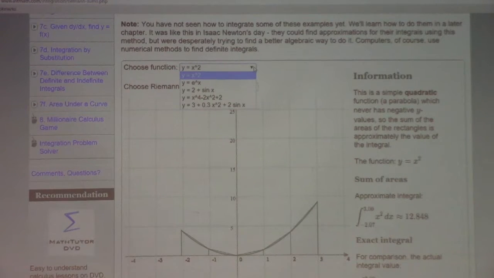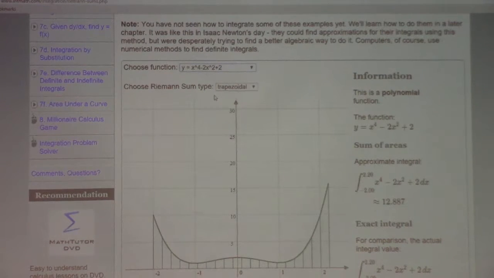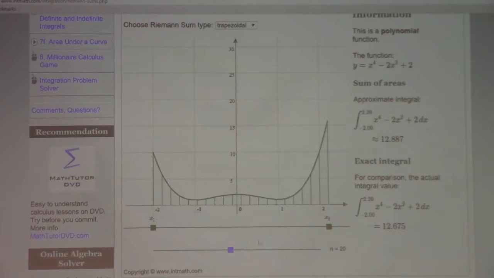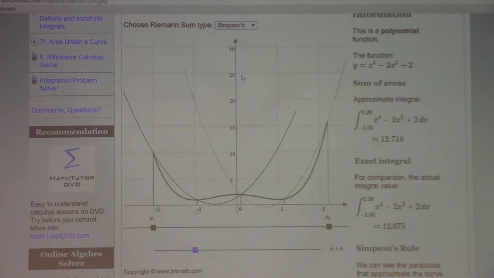X squared's too boring. How about that? So there's the trapezoid rule. Still kind of hard. Oh, n equals 20. No. We want to be yuckier. There we go. See, there you go, trapezoid rule. Compared to, say, midpoint rule. Compared to left. Compared to Simpson's.